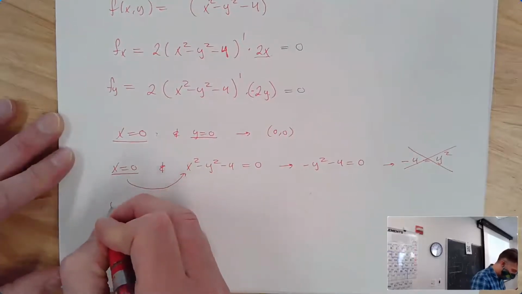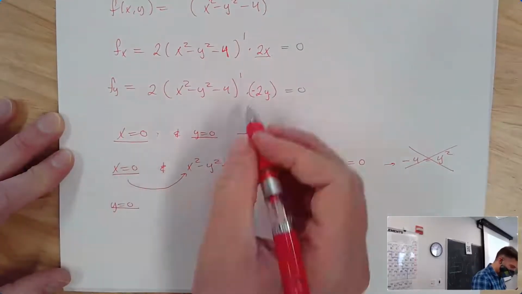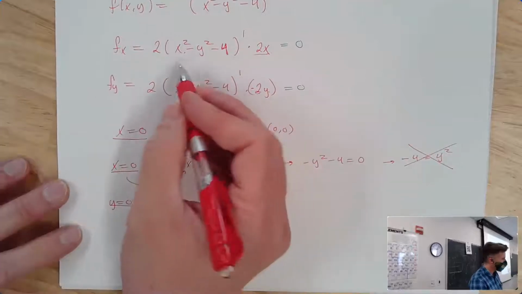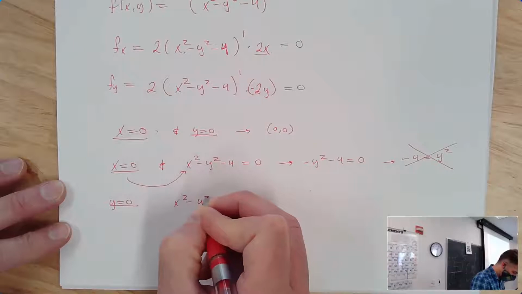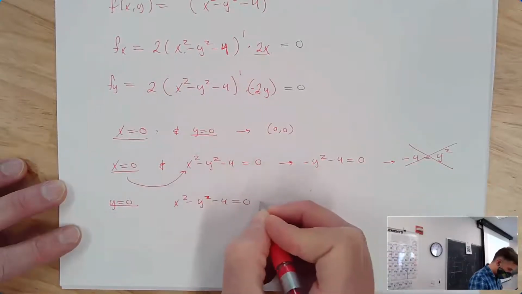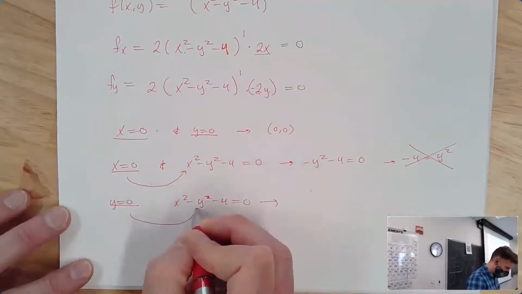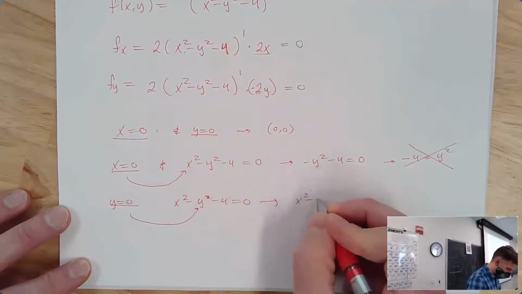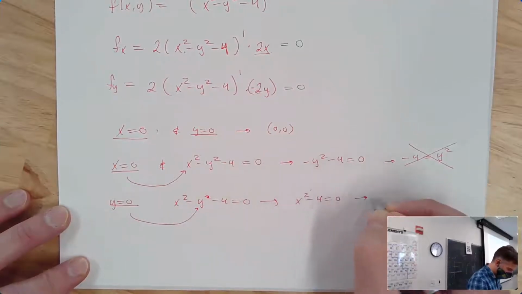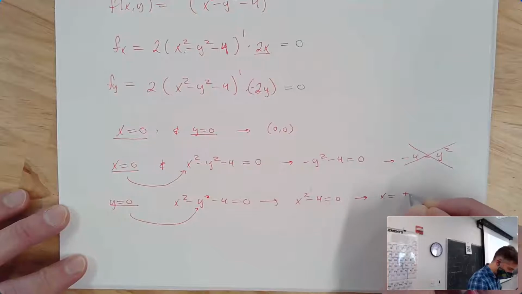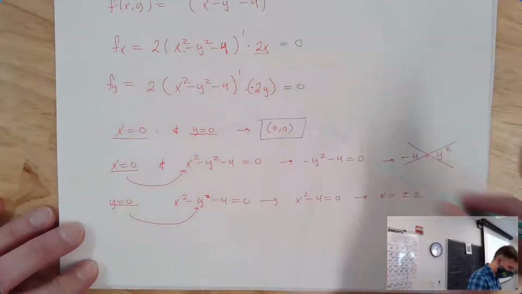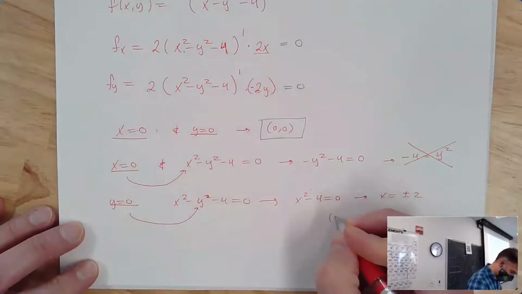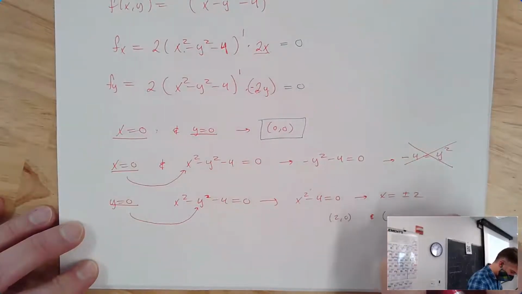Let's look at what happens if we pick y equal to 0 and the other one, x squared minus y squared minus 4 equal to 0. So here, if y is equal to 0, that means we have x squared minus 4 equal to 0. So we get x equal to plus or minus 2. So the critical points we get from this selection are 2, 0, and negative 2, 0.